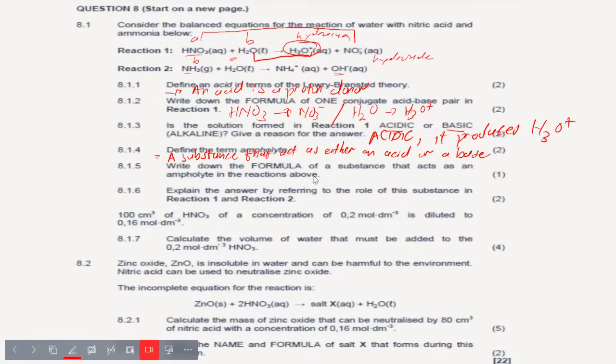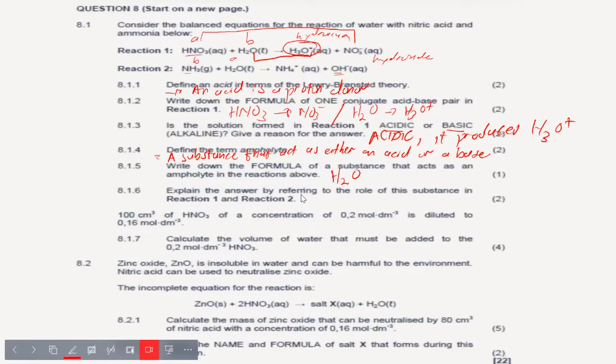So it's a substance that can act as either an acid or a base. Then 8.1.5: write down the formula of a substance that acts as an ampholyte in the reaction above. Now, we've already discussed that. We can see that the water in reaction 1 acts as a base. In reaction 2, it acts as an acid. So it is definitely H2O. Now, they're saying, explain the answer by referring to the role of the substance in reaction 1 and reaction 2. So again, the reason is what we just gave here.